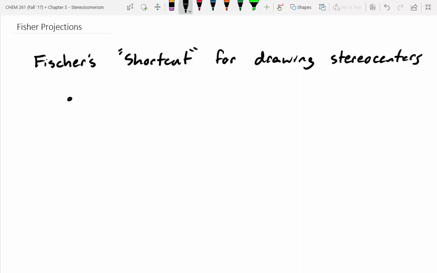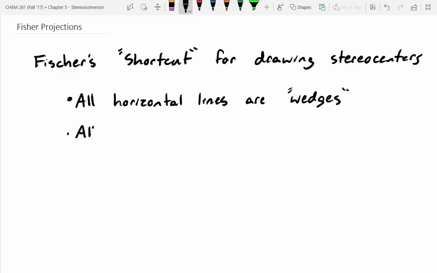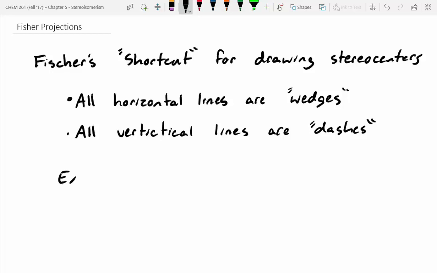All right, it's pretty easy. All horizontal lines are wedges, and all vertical lines are dashes. But he doesn't show them with dashes or wedges. It's just assumed, right? So anytime you see horizontal, assume that it's a wedge. Anytime you see vertical, assume that it's a dash. So I'll show you an example of this.